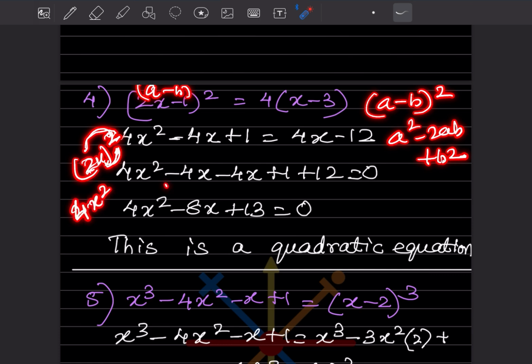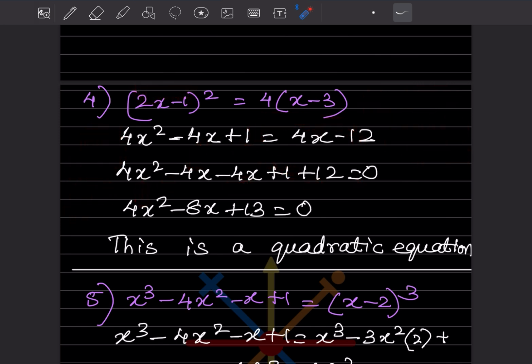So 4x square minus 4x. If this comes here, that is going to be minus 4x plus 1. Minus 12 is going to be plus 12 is equal to 0. So 4x square minus 4x means you are going to add both of them and put a minus sign, minus 8x. This will be plus 13 is equal to 0. So now again you will see the highest degree is 2. So this is a quadratic equation.